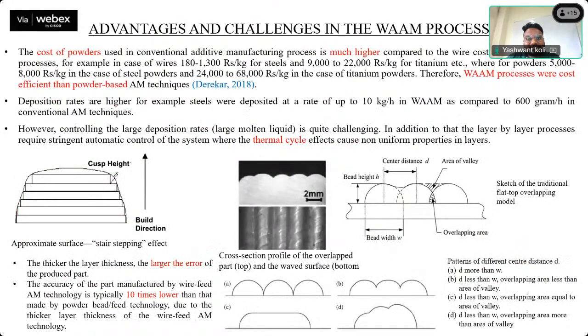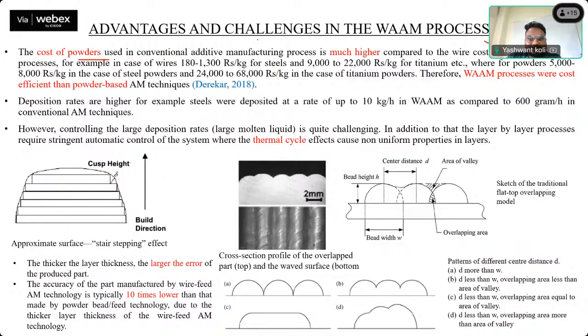So these are the advantages and challenges in the WAAM process. In the first or second slide I talked about the powders and wires. In laser powder bed fusion, powders are used, and that is very costly as compared to wire. The laser equipment itself is that costly, around 1 crore, 1.5 crores. So the machine is already costly, and the raw material we are using, laying over the powders, needs a high quantity of powders.